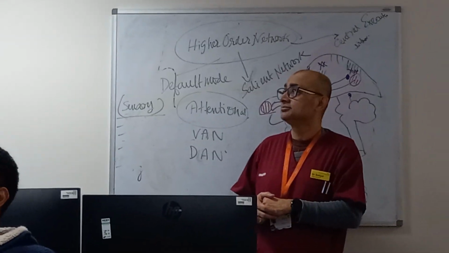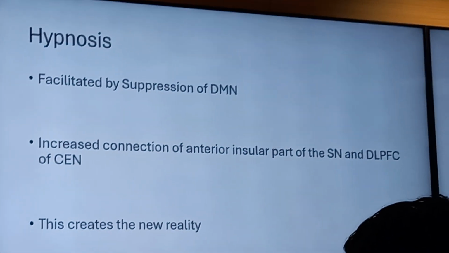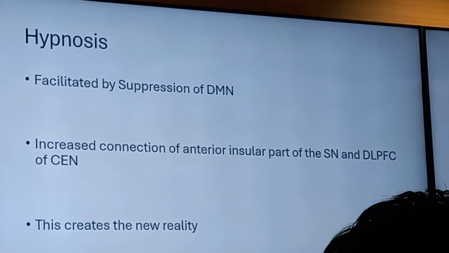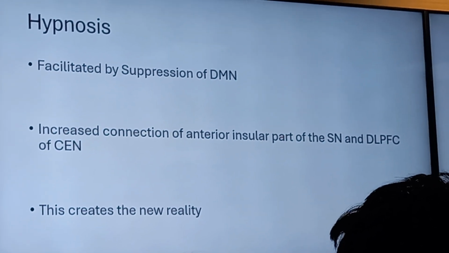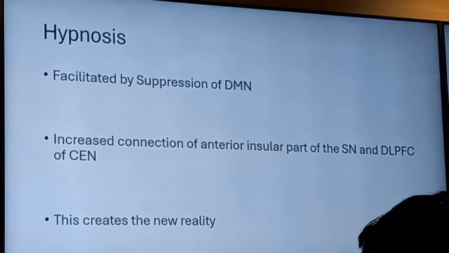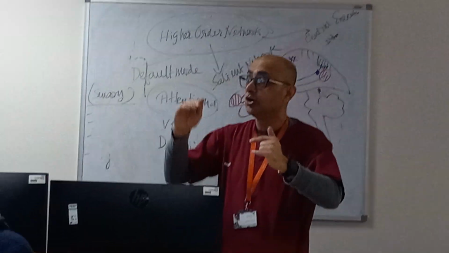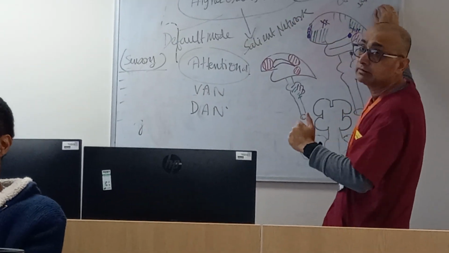Next slide, please. Okay. So how is hypnosis happening? Remember this default mode network, that is the internal thinking. As you are hypnotized, this default mode network gets inhibited. So your internal thinking gets inhibited, it gets stopped. So you are not internally thinking. What you are doing more is this salient network is connecting with the central executive network.